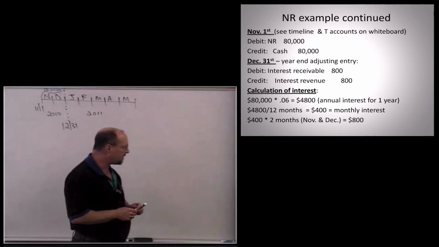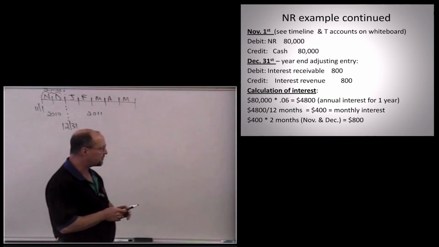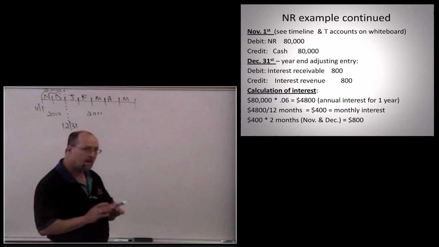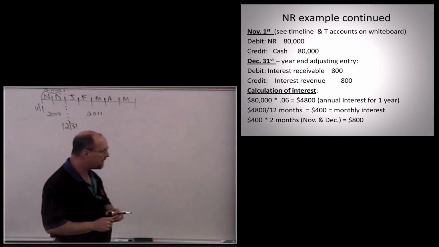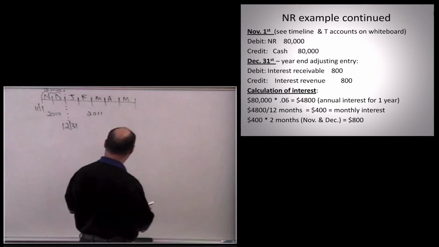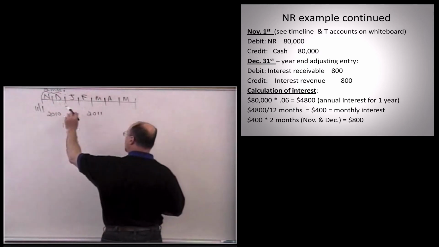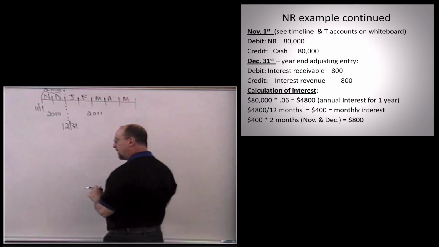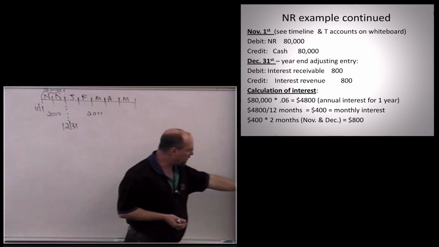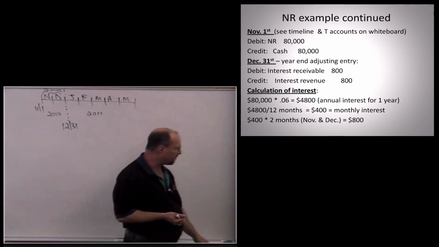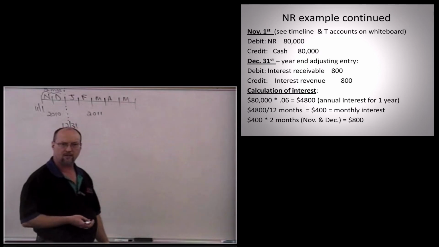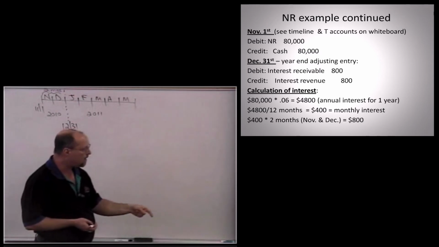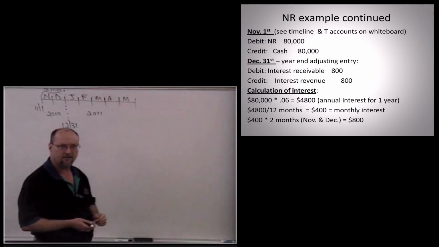So I multiply 80,000 times 6%, and my annual interest would be $4,800 if this loan were outstanding for a full 1-year period. But it's not. It's a 6-month loan. Okay? But under accrual accounting, I have to accrue 2 months interest, and so for the year of 2010, I have to record 2 months interest that I've earned. So I take my annual interest of $4,800, I divide it by 12 months, and that gives me monthly interest of $400. November, December, 2 months I've earned, so 400 times 2, I'm going to accrue $800 of interest.